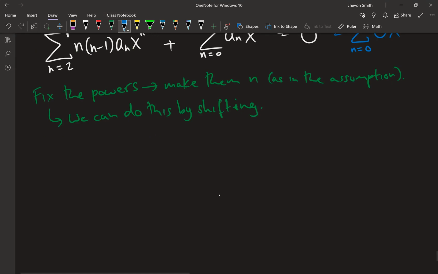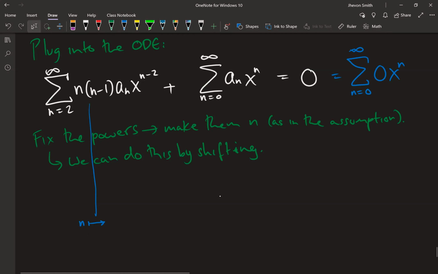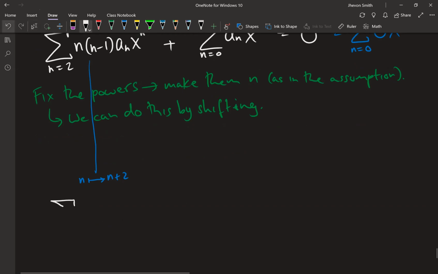So for this one, I'm going to shift all n's over to be n plus 2's. Once I shift all n's to n plus 2's, that will turn this n minus 2 in the power into an n, right? Now let me actually do that and write it out so you'll see what's happening here. So this first series is going to become the series, and everywhere I see an n, I'm going to put an n plus 2, n plus 2, n plus 2. Literally everywhere I see an n, I replace it with an n plus 2.